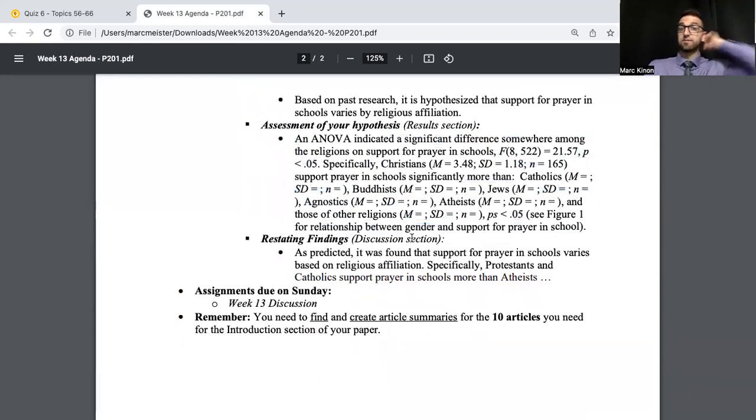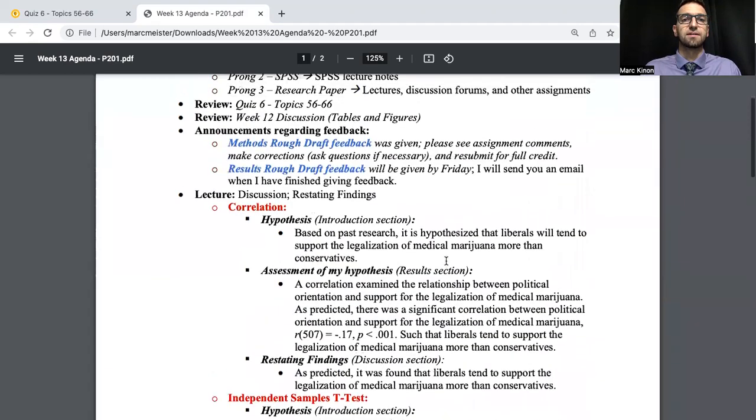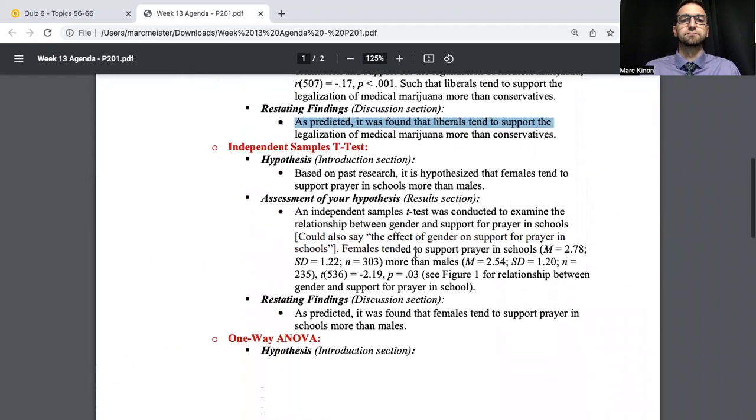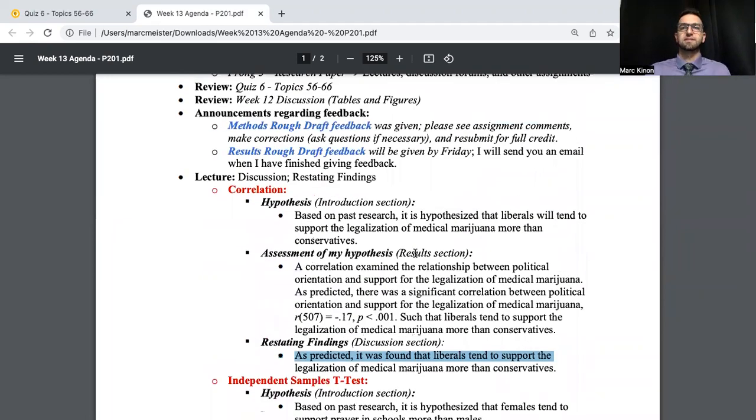So if you would restate your findings here, as predicted, it was found that support for prayer in schools varies based on religious affiliation. Specifically, Protestants and Catholics support prayer in schools more than atheists. I just threw that together, made it up, but that's how it should read. Okay, so that's what you're going to do. And that's it. That's all I want for the first part of the discussion section.